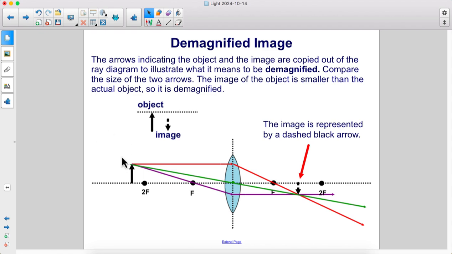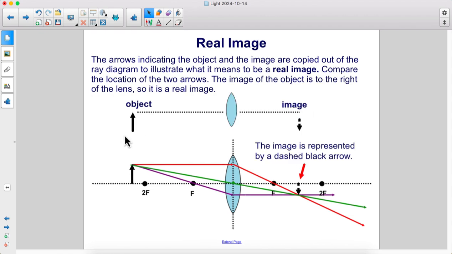The arrows indicating the object and the image are copied out of the ray diagram and pasted here to illustrate what it means to be demagnified. Compare the size of the 2 arrows. The image of the object is smaller than the actual object, so it is demagnified.